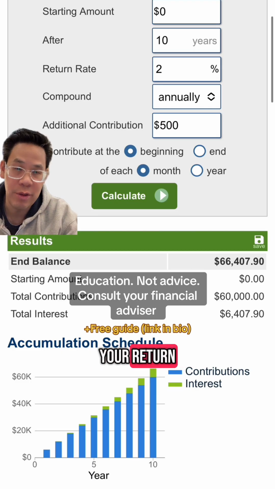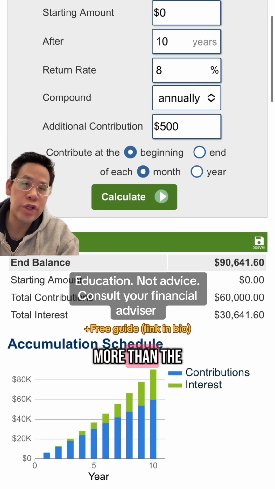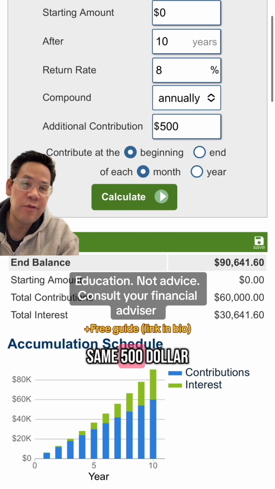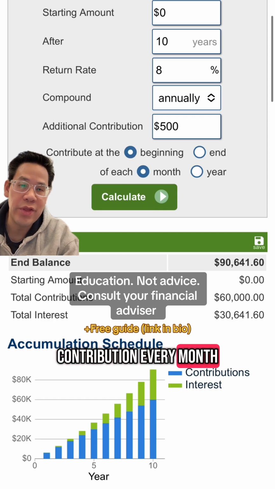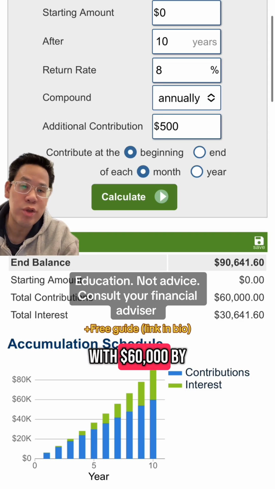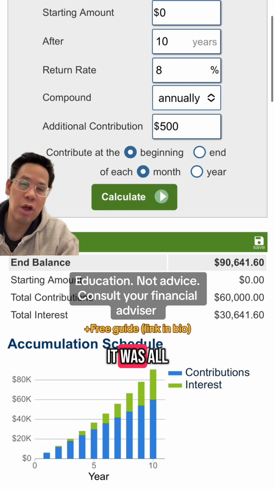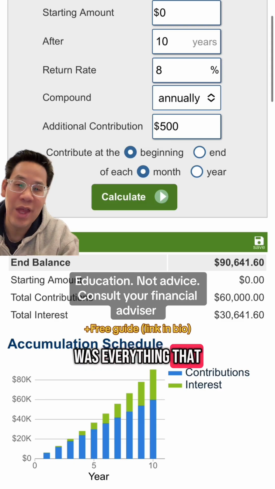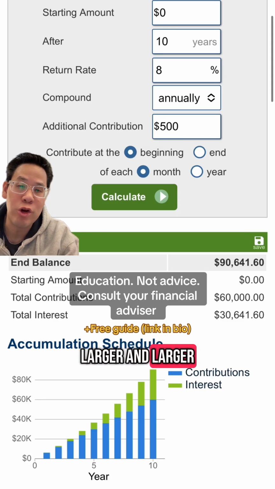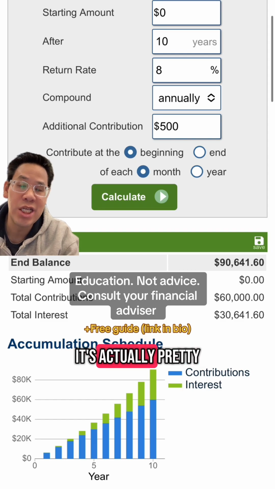Let's look at 8%, 4 times more than the 2% we looked at in the last example. You're starting at 0, same 10 years, except now it's growing at 8% a year, same $500 contribution every month. Your ending balance is now 50% more. Instead of ending with $60,000 by just plain saving, you have $90,000. But look at the chart below. If you go back to the first chart, it was all blue because that was everything that you put in, nothing else. Now you can see the green take up a larger and larger proportion. By year 10, it's actually pretty significant.